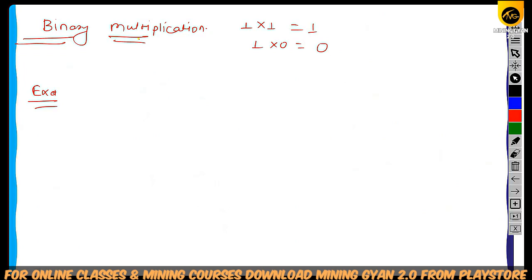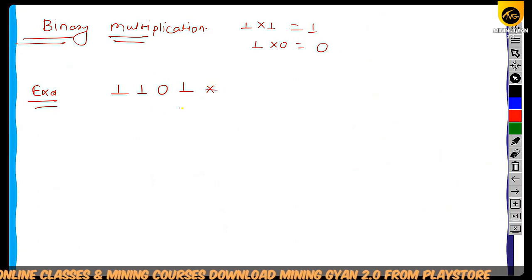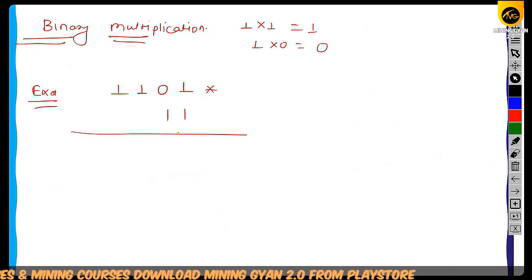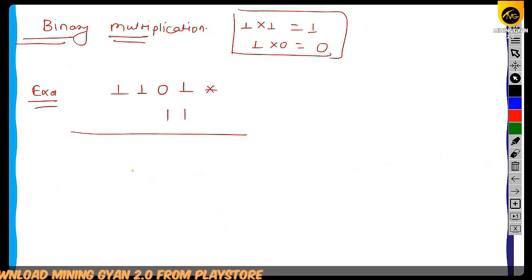Because basically, if you understand the addition and subtraction, then it will become very easy to multiply the binary numbers. Now suppose there is a number 1 1 0 1, and multiply by 1 1. There are only two operations, which are very easy. So first take the rightmost number. Now 1 into 1, it will become 1. 1 into 0, it will become 0. 1 into 1, again 1. 1 into 1, again 1.